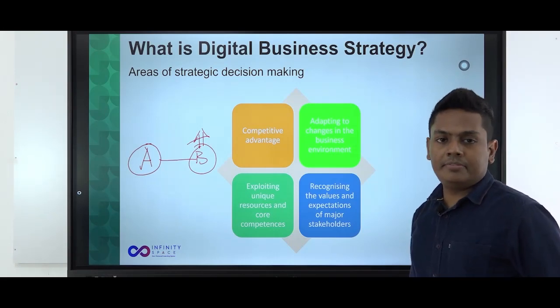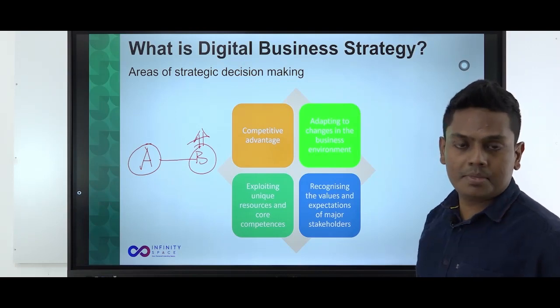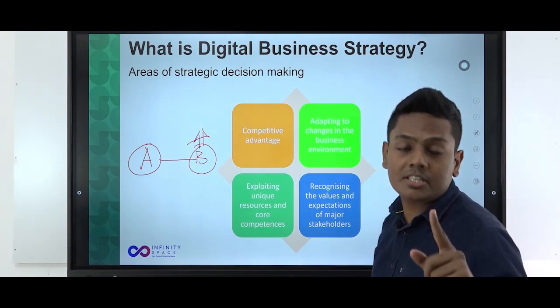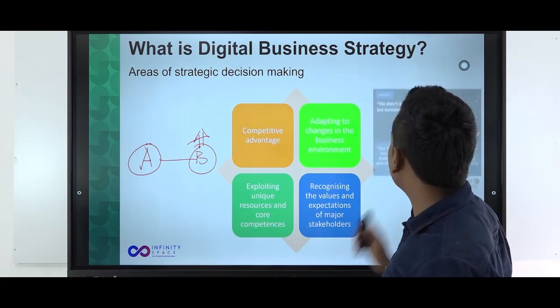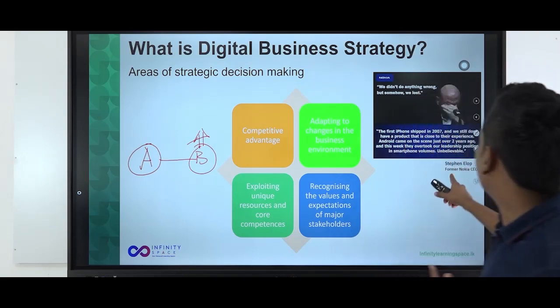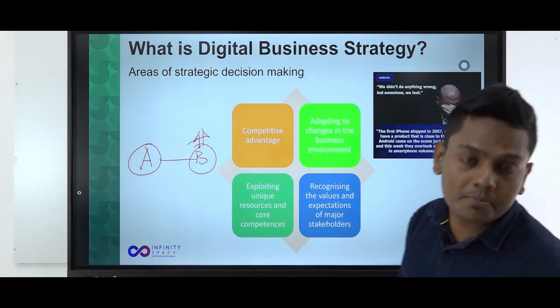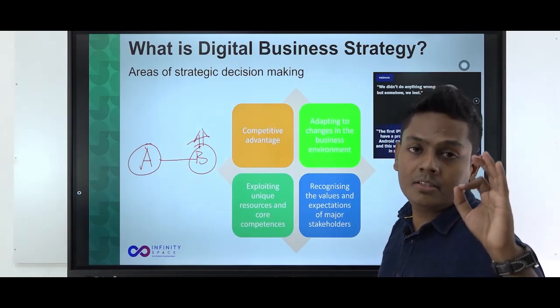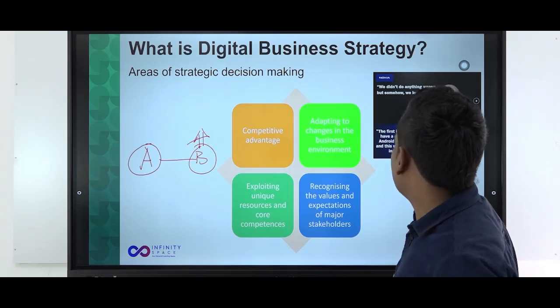Then I will take you through adapting to changes in the business environment. When we talk about adapting to changes in the business environment, what happens if you do not adapt? Let's see what happened to Stephen Elop. Who is he? Former Nokia CEO. What did he not do, and therefore what was the result for him?